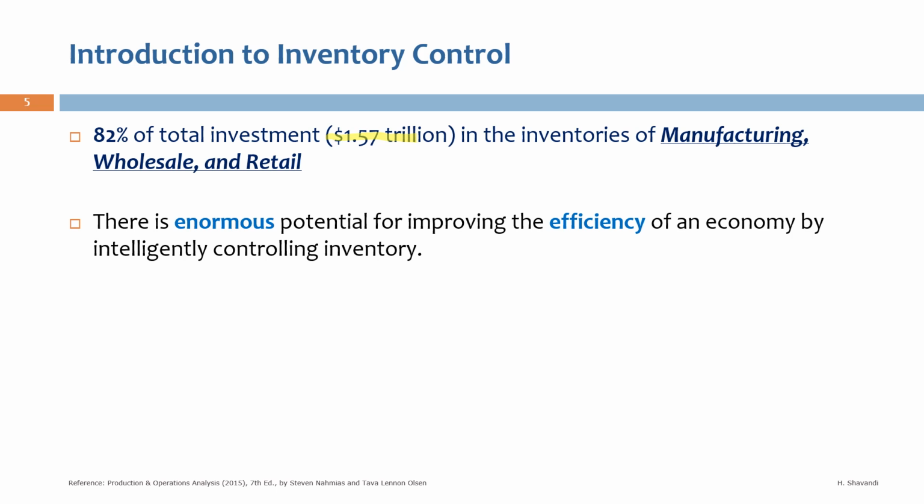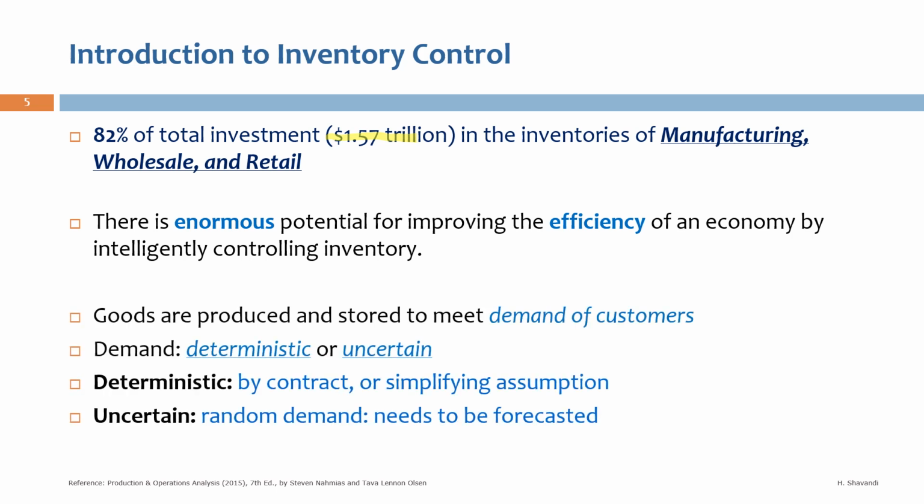And so we see that there is a great potential to improve the economy if we optimize the inventory levels in the supply chain. So this is why we have this field in operations research, which is called inventory control or inventory management. And why do we have inventory? We produce the goods, and then we need to store the goods at different levels, at the manufacturer level, in retail, in warehouse, in order to satisfy the demand of customers, right?